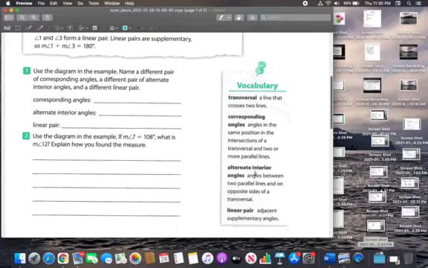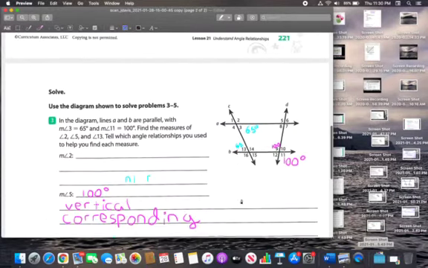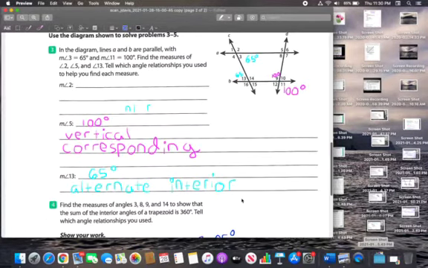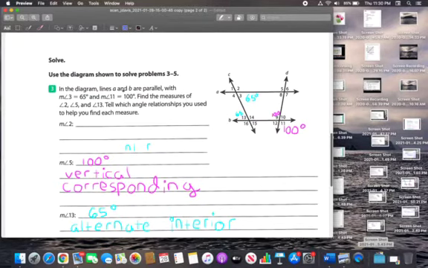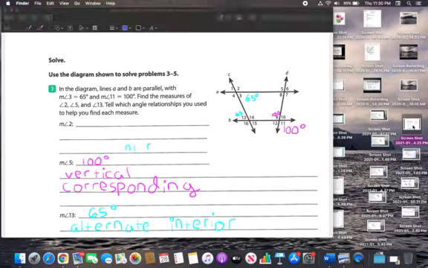Okay, so let's go on to the next page. And we've got problem number 3. So problem number 3, they give us this, and they want us to find missing angles. They're giving us the 65 here for angle 3, measure of angle 3, measure of 11 is 100. So let's look at that.